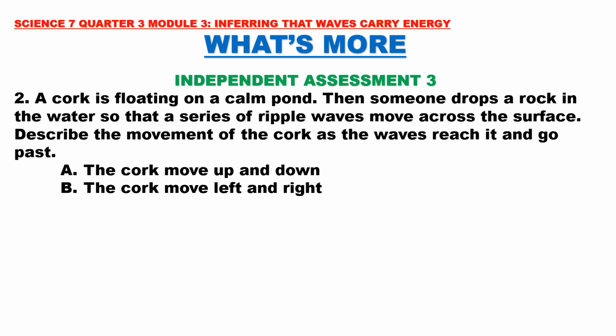Next, 2. A cork is floating on a calm pond. Then someone drops a rock in the water so that a series of ripple waves move across the surface. Describe the movement of the cork as the waves reach it and go past. A. The cork moves up and down. Or B. The cork moves to the left and right.